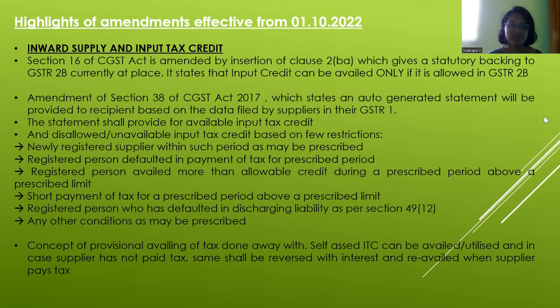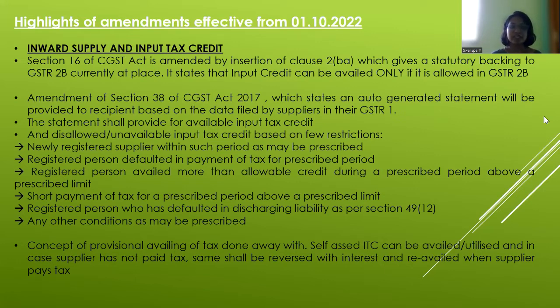With respect to inward supply and input tax credit, Section 16 of the CGST Act was amended by way of insertion of Clause 2BA, which gives statutory backing to GSTR 2B that is currently in place. GSTR 2B currently has 2 sections, that is, credit available and credit not available. So this particular amendment gives legal backing to the format of GSTR 2B. It states that input tax credit can be availed only if it is allowed in GSTR 2B.